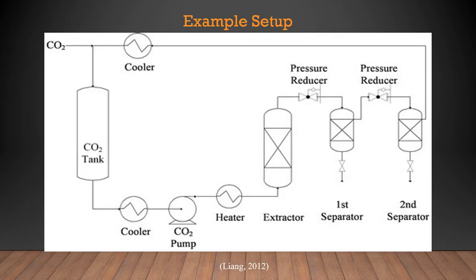Here is an example setup, and it's relatively simplified, and I'll walk you through it, starting from the CO2 tank reservoir. So it usually starts out as liquid CO2, and then there's a cooler to make sure it's liquid so it doesn't harm the pump. Once it flows through, the heater brings the CO2 to a supercritical state, which passes through the extractor, or a fixed bed containing, say, coffee beans.